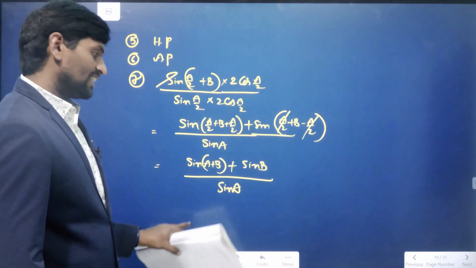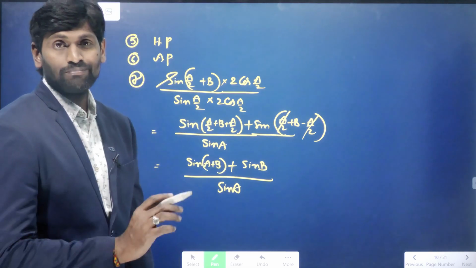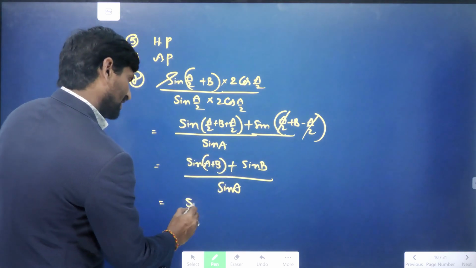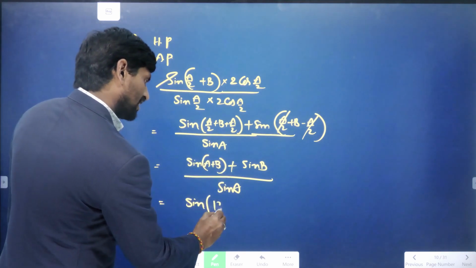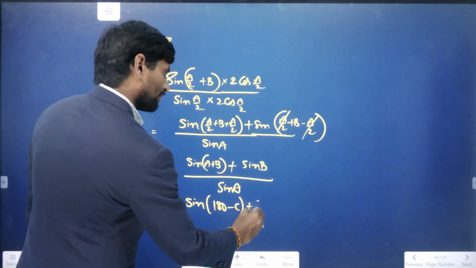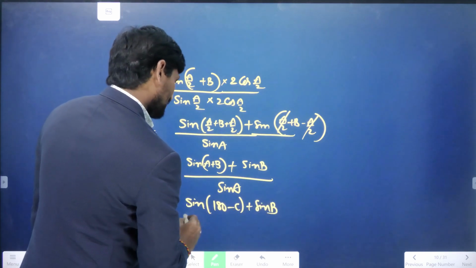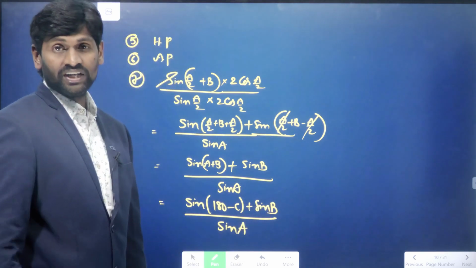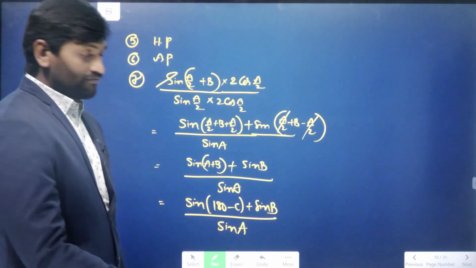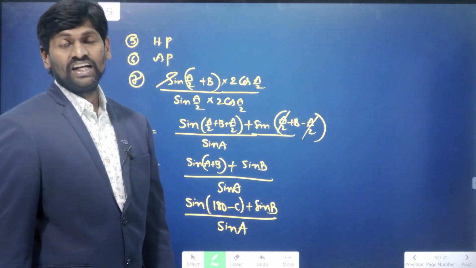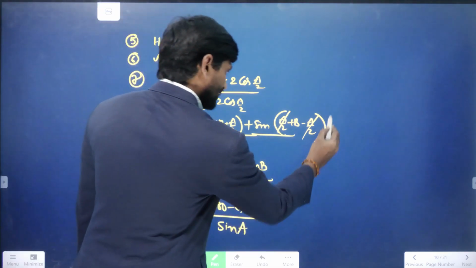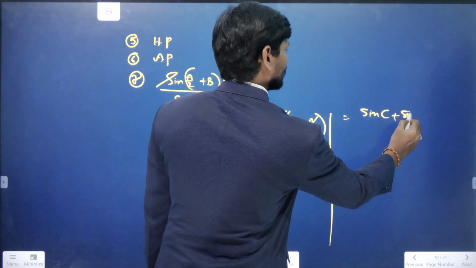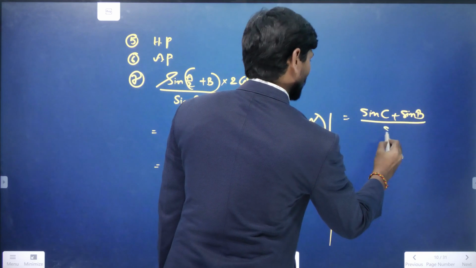Now, it is a triangle, right? In a triangle, the sum of three angles is 180 degrees: a plus b plus c is equal to 180. From this, sin a plus b I can write as sin of 180 minus c. 180 minus c is in which quadrant? Second quadrant, where the sin ratio is positive. Whenever it is 180 degrees, the sin ratio remains sine. So I can express this as sin c plus sin b by sin a.